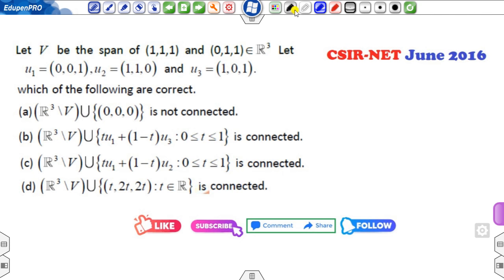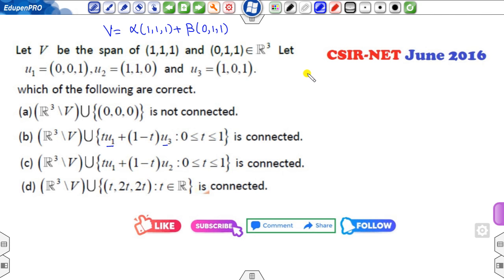Let V be the span of 1 1 1, V is the span of this. That's a linear combination of these numbers. Let U1, U2 and U3 be given. Which of the following is connected, not connected, and so on. I think it's very simple, because once it's connected, you can think about the subspace. V is a subspace, V is the span of this. What is the role of U1, U2, U3? These are the elements.